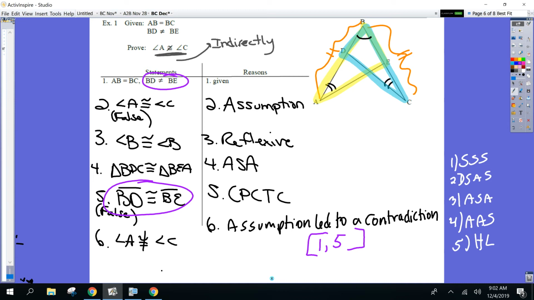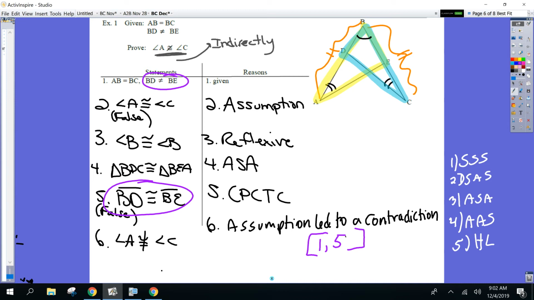Okay, take a breath. Let's just refresh and summarize what we just did. Number 1, why do I know I have to do this indirectly? How do you know it's got to be done indirectly? The proof statement says something's not equal. First step, other than your given, is your assumption. Where does that come from? The proof statement. Opposite of the proof.